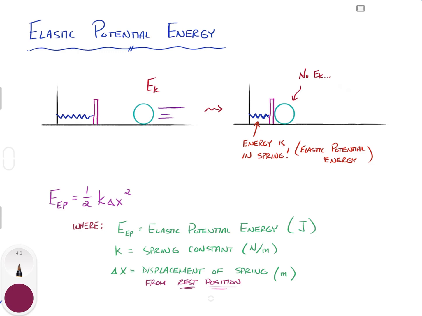So the elastic potential energy is EEP, measured in joules. The spring constant is, as from Hooke's law, measured in newtons per meter and refers to the stiffness of the spring. And delta X is the displacement of the spring from its rest position, from its resting length. And the displacement of the spring is the only portion of that equation that is squared, nothing else.